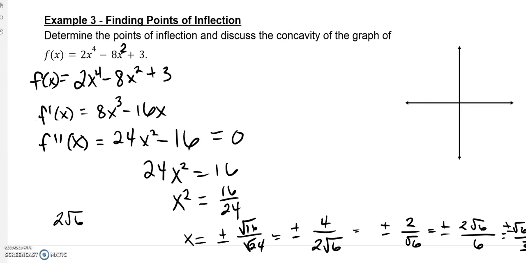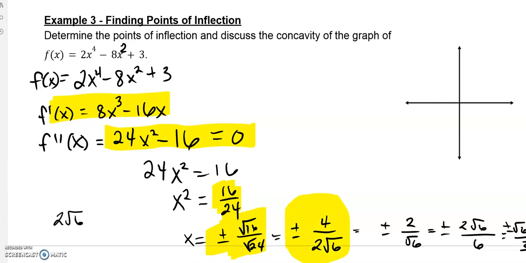Okay, so when we find the first derivative, you get f prime of x is equal to 8x to the third minus 16x, and then find that derivative, you get 24x squared minus 16, set that equal to 0. Then you divide each side by 24, and you get x squared is equal to 16 over 24. Take the square root, and that's what all of this down here is. So positive and negative. Don't forget the positive and negative when you take the square roots of something. Of 16 over 24, square root of 16 over square root of 24. So you get positive and negative.